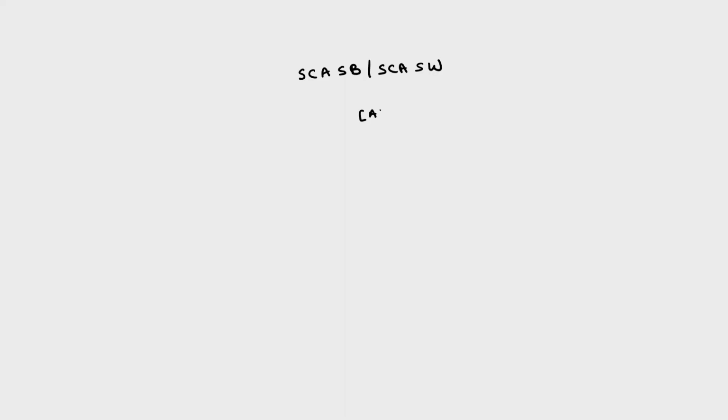scan string byte or scan string word. Here scan is nothing but comparison only. In comparison, SI and DI contents will be compared, whereas here, if this is byte, the contents of AL will be compared with DI. If this is word, then the contents of AX will be compared with DI. The destination is by default DI.